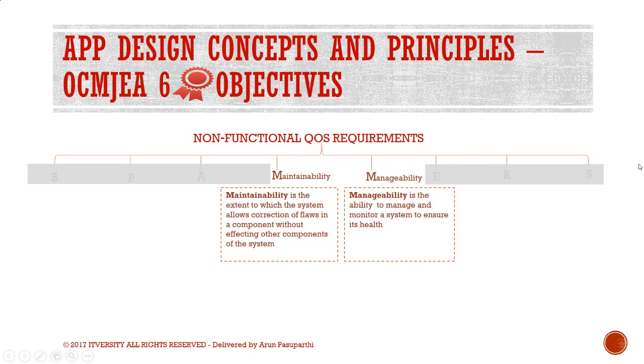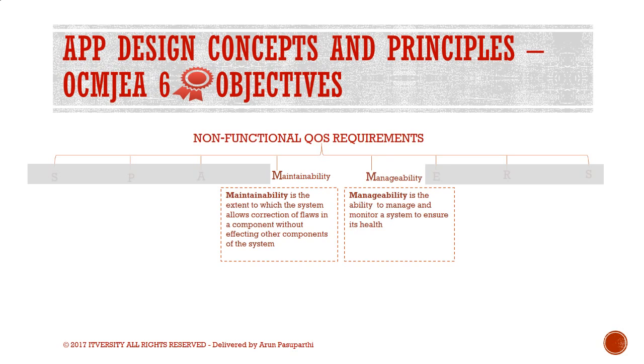Maintainability and manageability are two non-functional requirements where people often get confused and they try to mix them up, right? So you need to understand each of them so well that you should be able to differentiate them, because you may be asked questions which can get confusing during the exam. Maintainability is an extent to which system allows correction of flaws in a component without affecting other components of the system.